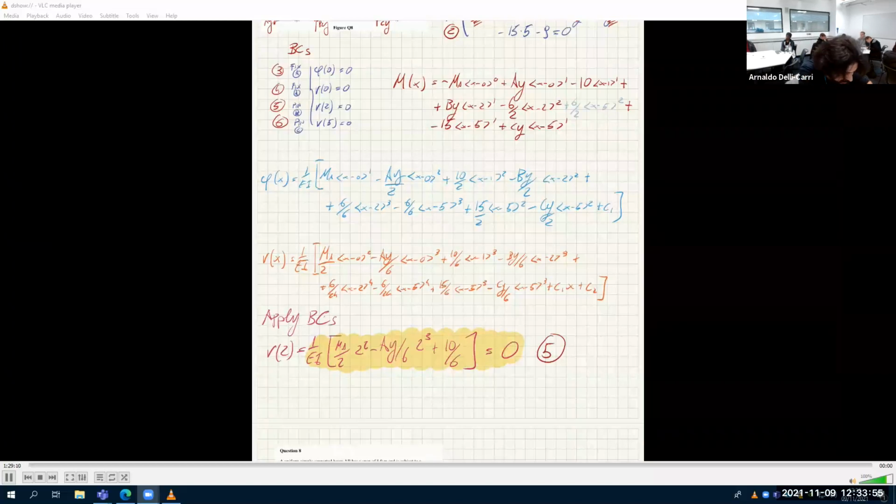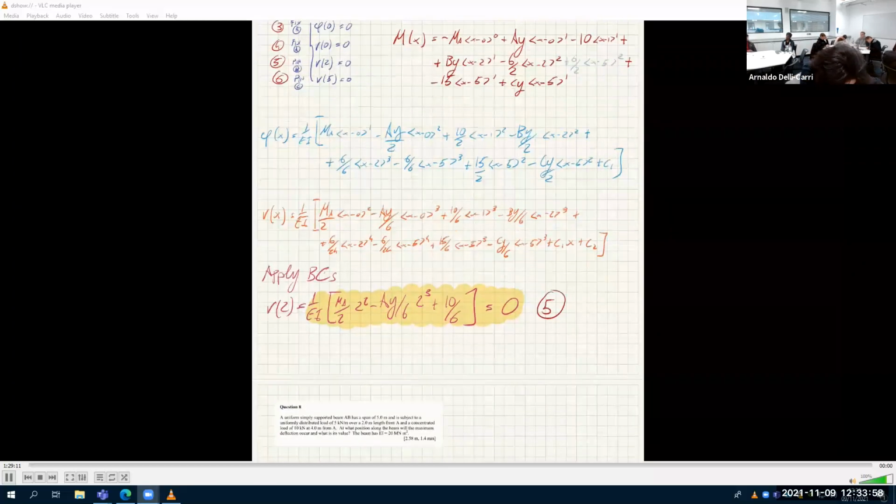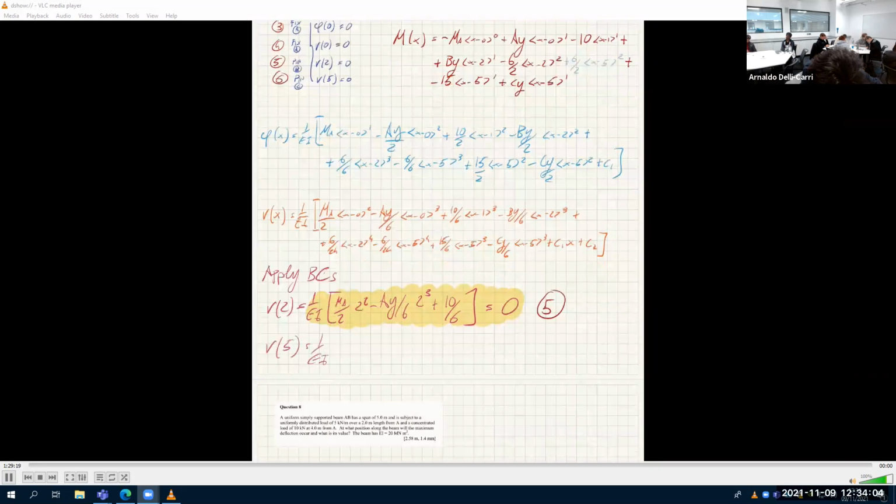And then you can find the same for equation 6, which is just V of 5, which is equal to 1 over EI times MA divided by 2 times 5 squared minus AY divided by 6 times 5 cubed plus 10 divided by 6 times 4 cubed minus BY divided by 6 times 3 cubed plus 6/24 of 3 to the power of 4, and that's it. Everything else is 0. This is equation 6.